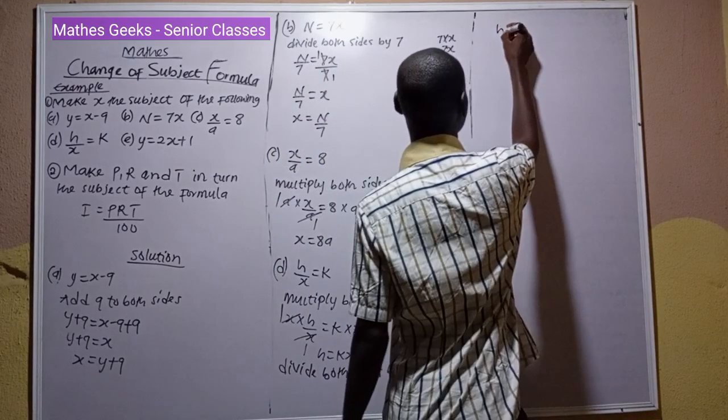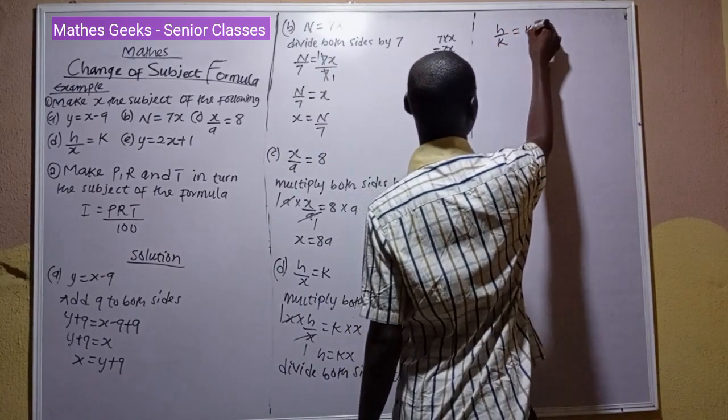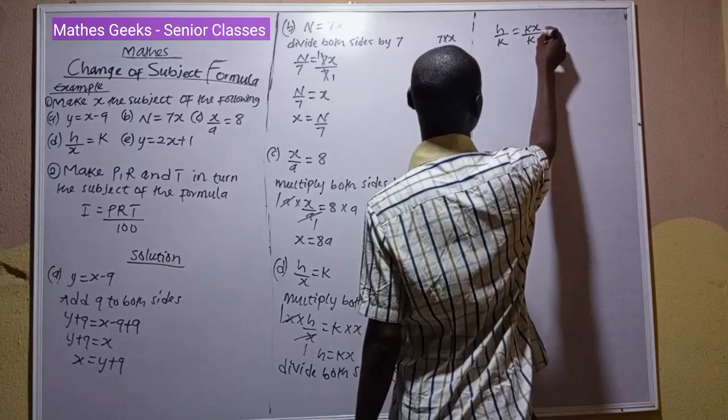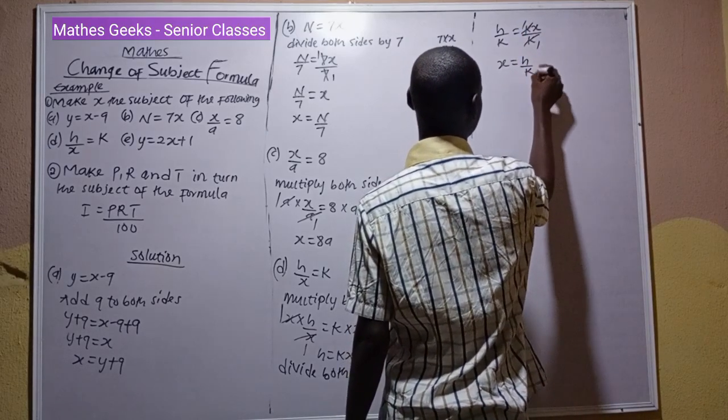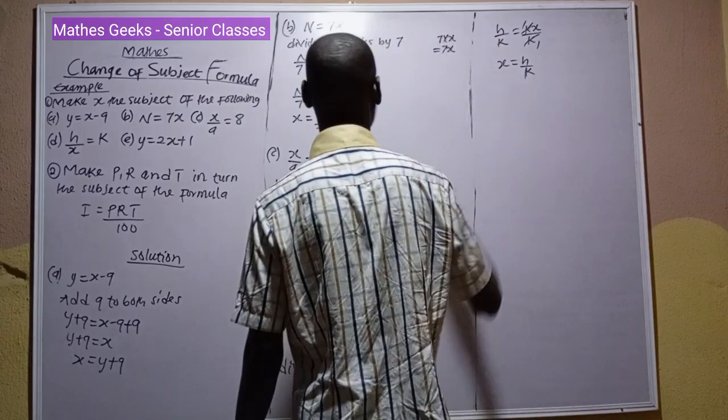So h over k is equal to kx over k. k over k is 1, 1 times x, so x equals h over k. And that's it.